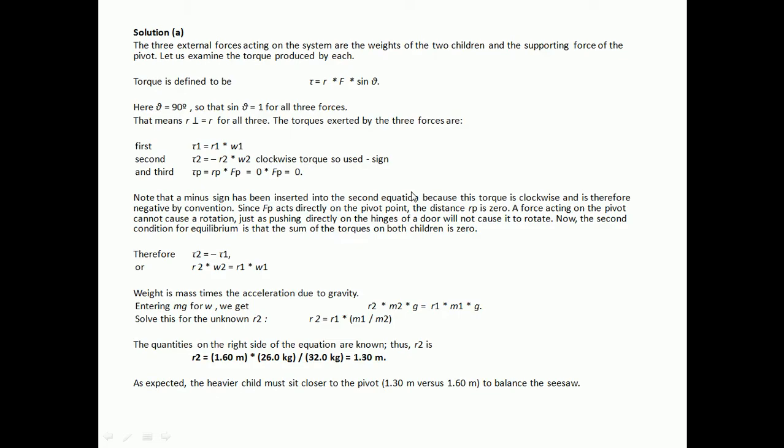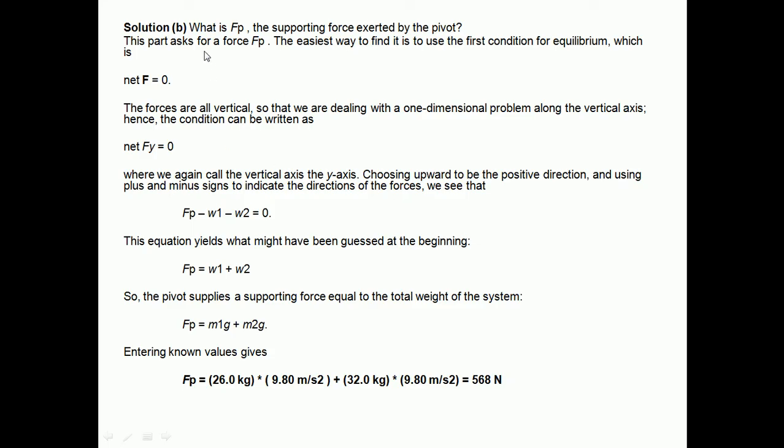Let's go to the question again. Okay. So here we will see that the force of the pivot will be equal to the weight of the first child and the weight of the second child. How do we calculate the weight? We remember the mass of the first child and the gravity, and the mass of the second child and the gravity. So we put just the values.